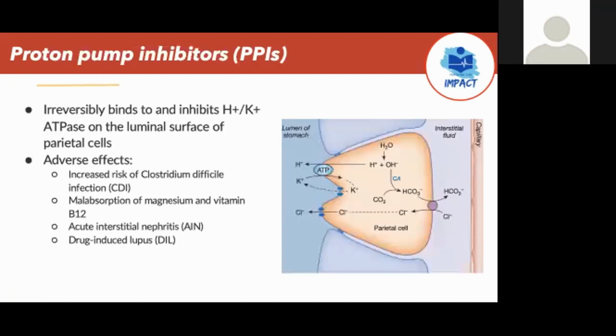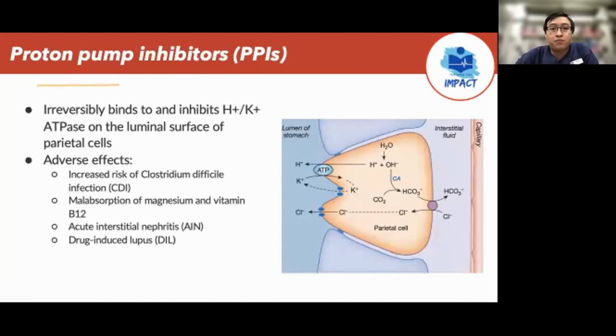So just a quick word about PPIs. As the name suggests, the drug irreversibly binds and inhibits the H+/K+ ATPase, which is usually located on the luminal surface of parietal cells in the stomach. And as you probably remember from preclinical medicine, parietal cells are responsible for secreting two things. Can someone remind us all of the two chemicals that parietal cells are responsible for secreting?